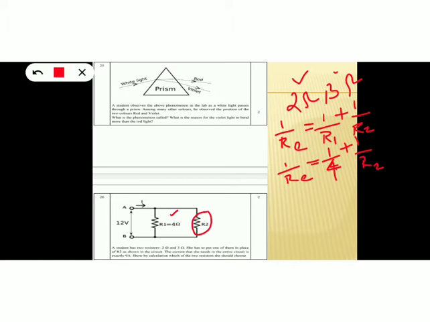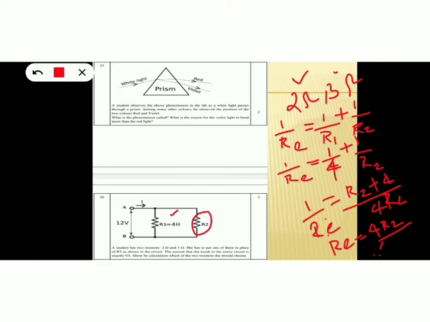Isn't it? Now take the LCM and simplify. So you will get (R2 plus 4) divided by 4R2. That is 1 by R equivalent. So what will be R equivalent? It will be equal to, take the reciprocal of this expression, 4R2 by (4 plus R2). That is the equivalent resistance, 4R2 by (4 plus R2).